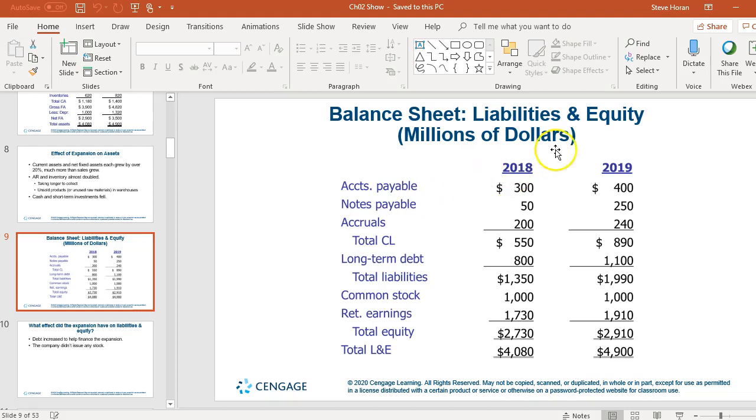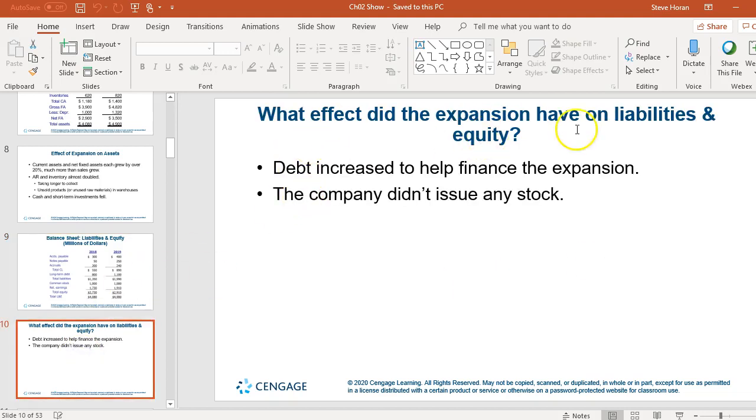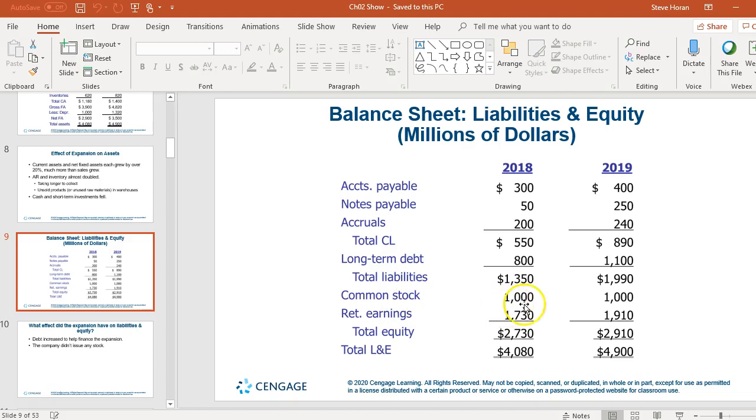And then this is the liability and equity side. My payables go up. Notes payable is a $200 million increase. So I borrowed money. Accruals go up. Long-term debt goes up by $300 million. So you can see what they did is they took out some extra notes payable and some long-term debt to finance the expansion. So what effect did the expansion have on liabilities and equity? The debt increase is what financed the expansion, and the company did not issue stock because the common stock did not change. Retained earnings did go up because they did have net income, just not as much net income as the previous year.